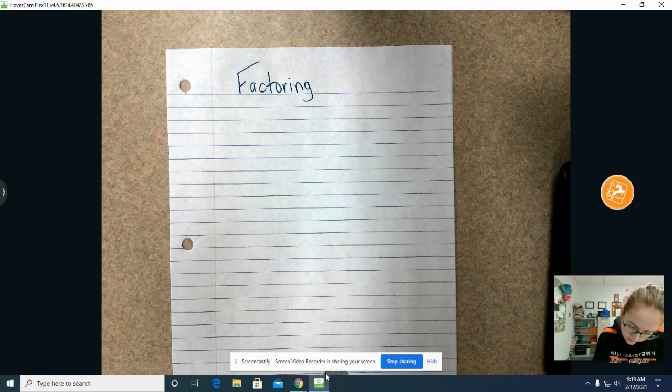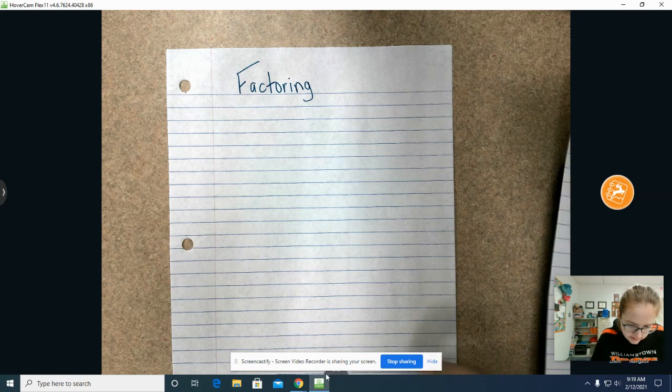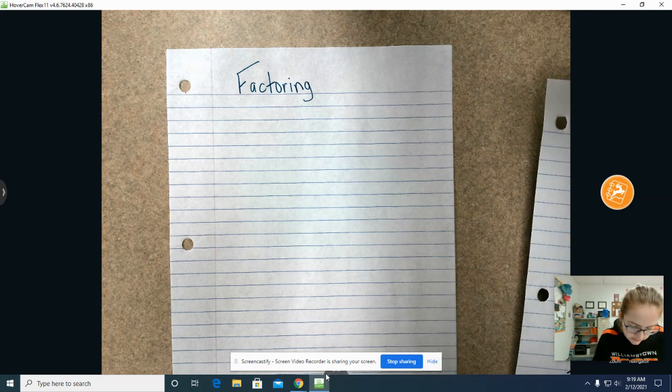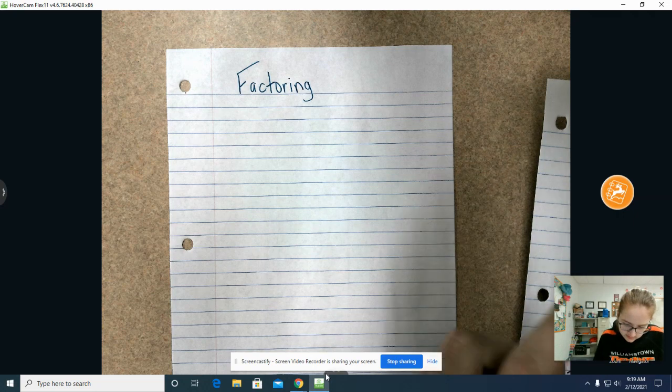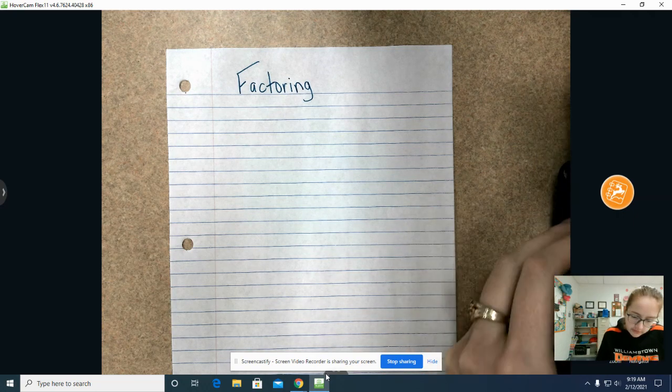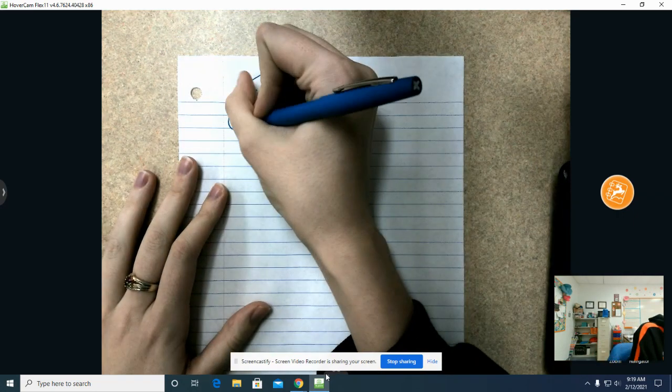Okay, let's see, what order do I want to teach these in? I think it makes sense to do those 2 together, these 2 together, these 2 together. Okay, so we'll start off with GCF factoring.